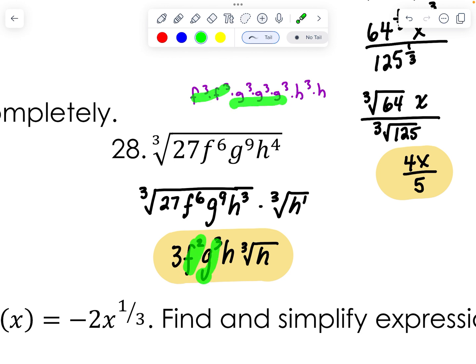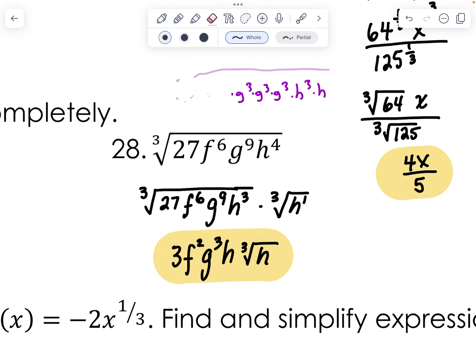We have 3 of these, so that's why it's g cubed there, because it's g when you cube root them all. Remember, we're actually cube rooting all this stuff. And then you can cube root this h, which is right here, but this one we can't cube root because it only has a power of 1. So that one stays underneath. And that's where that answer comes from.